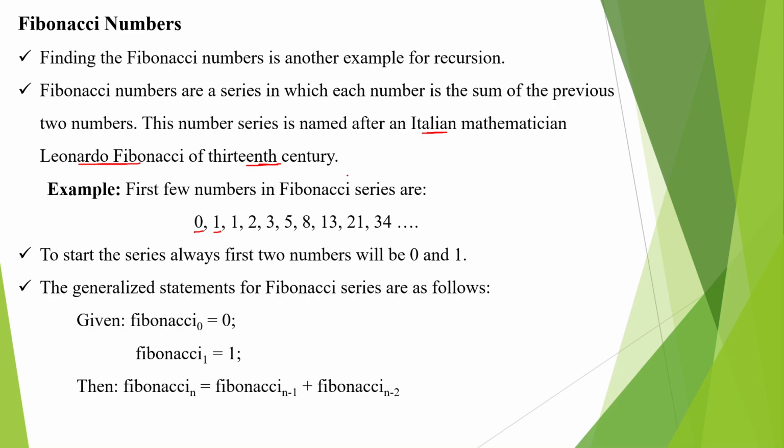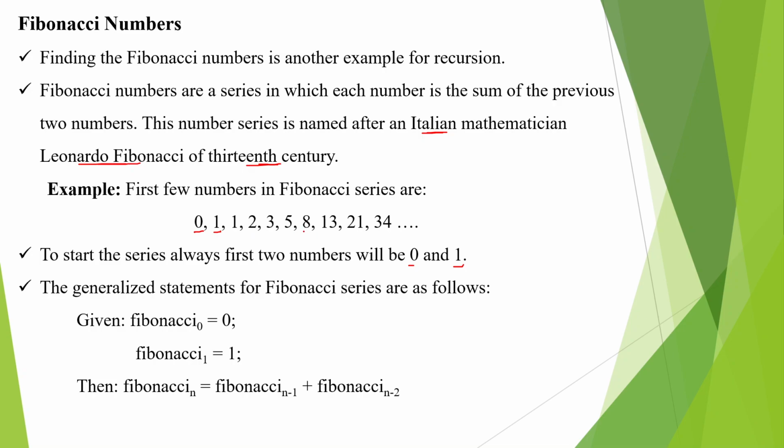So we know that the starting two numbers, the first two numbers in the Fibonacci series, will be 0 and 1, and all the remaining numbers are the sum of the previous two numbers. Any number you take in your Fibonacci series is the sum of the previous two numbers.